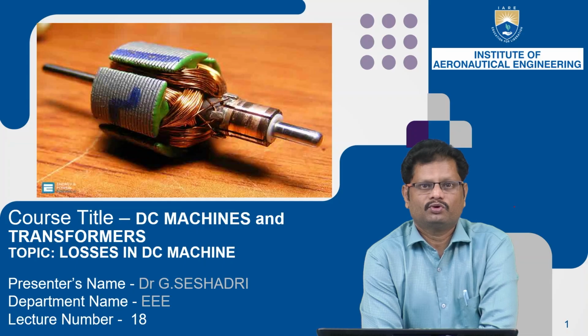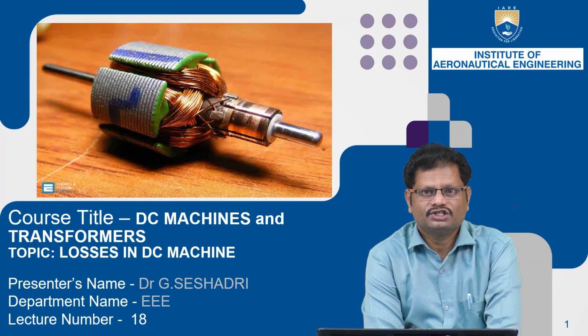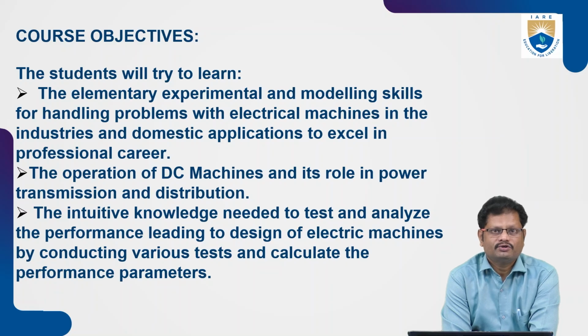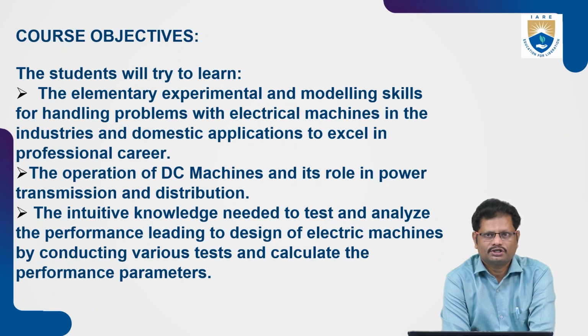Today, I want to discuss losses in a DC machine. The course title is DC Machines and Transformers. Course objectives: the students will learn the elementary experimental and modeling skills for handling problems with electrical machines in the industries and domestic applications to excel in professional career.